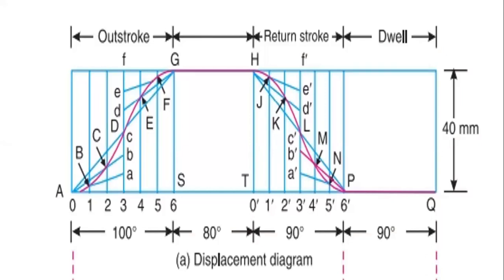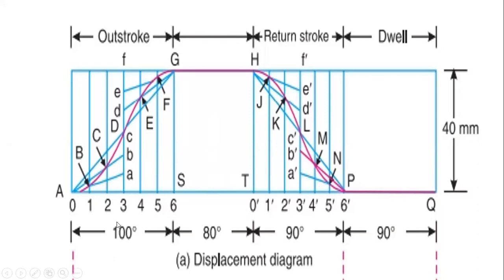So after converting the degrees into the linear section, we have to divide the rectangle into four sections. That is, first one is the outstroke, second one is the dwell, third one is the return stroke, and fourth one is the dwell. They have given the outstroke angle as 100 degrees, dwell period as 80 degrees, return stroke as 90 degrees, and dwell period as 90 degrees.